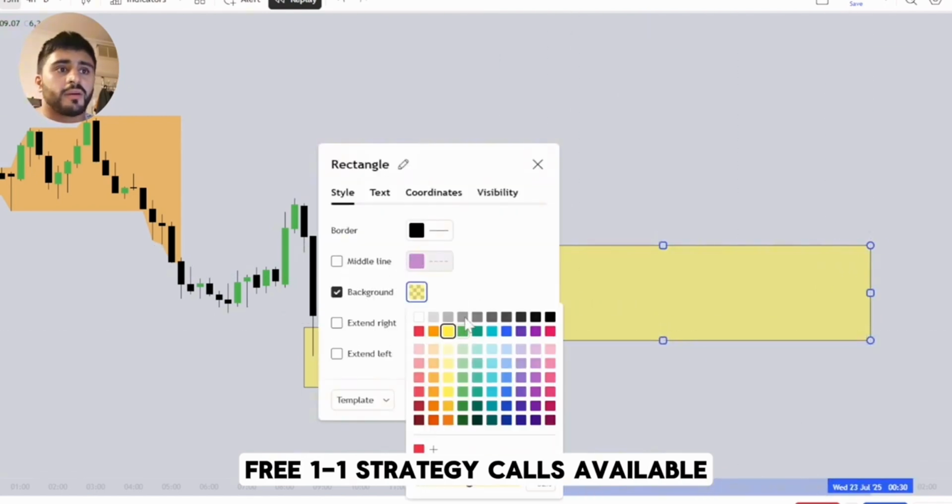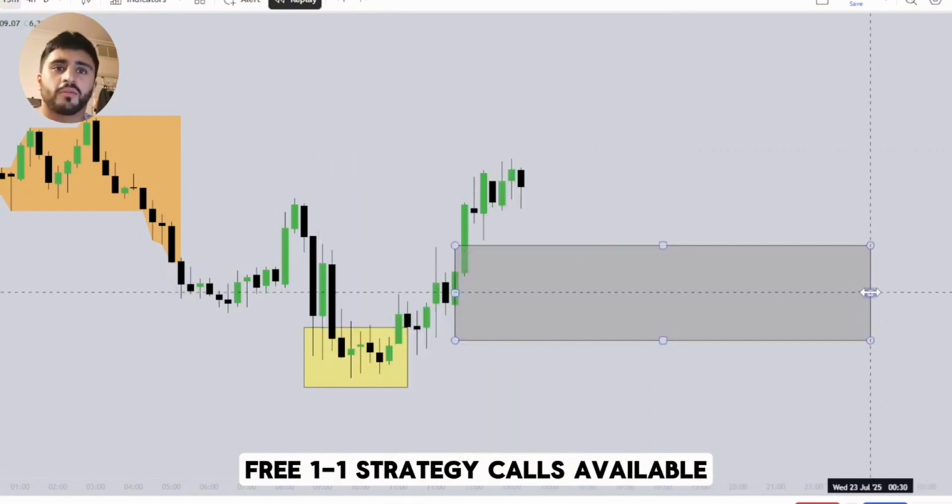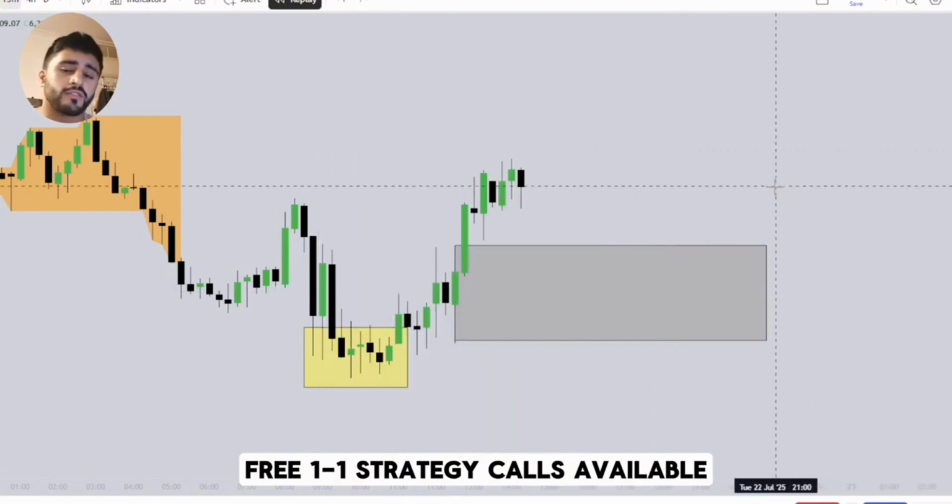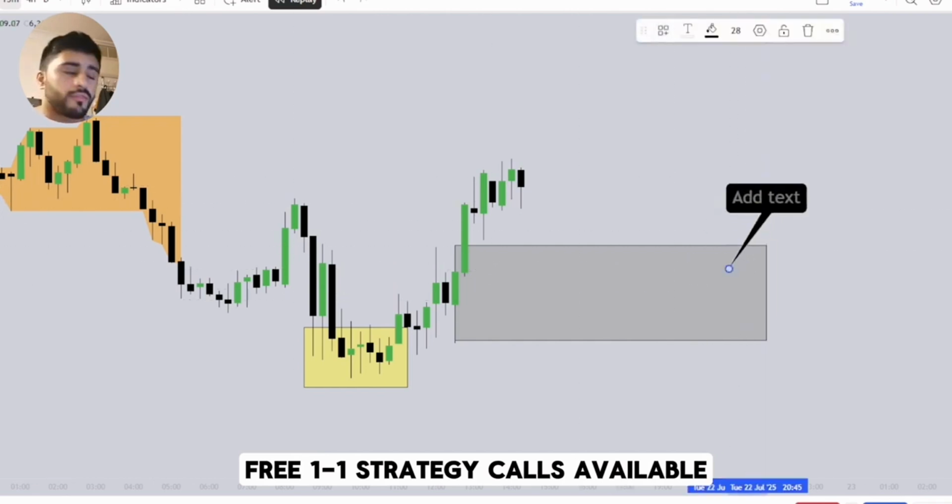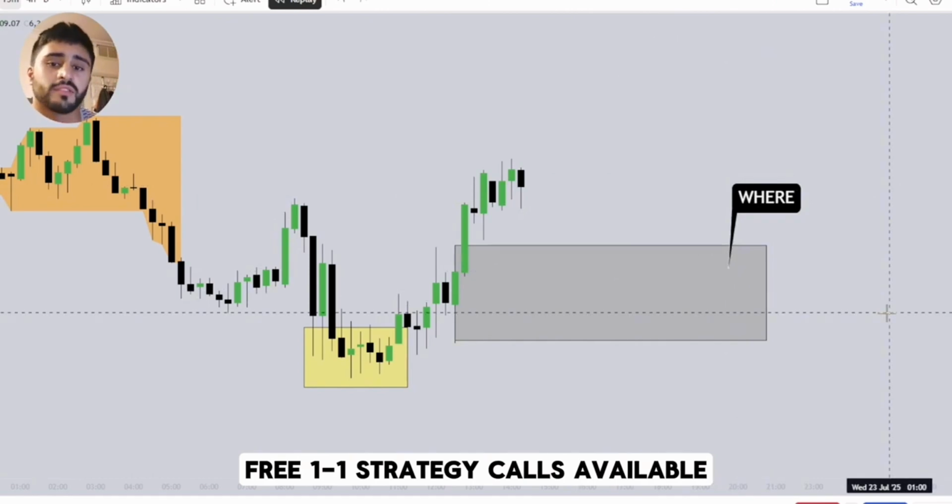And so I get questions about my POI selection. How do I form a POI? This is what we're going to be going over, because this is the where. So when you're trading, you need to know where you are trading from. So this is the where. So let's just understand what makes this a key level, what makes this a POI.